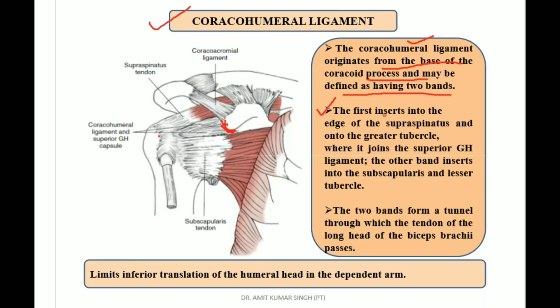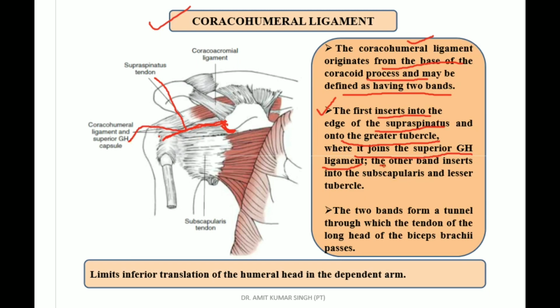The first band will insert into the edge of the supraspinatus and onto the greater tubercle, where it is going to join with another ligament, the superior glenohumeral ligament. We can consider this the first band. It starts from the coracoid process and goes to the greater tubercle of the humerus. In between, it attaches with the supraspinatus and even with the superior glenohumeral ligament.